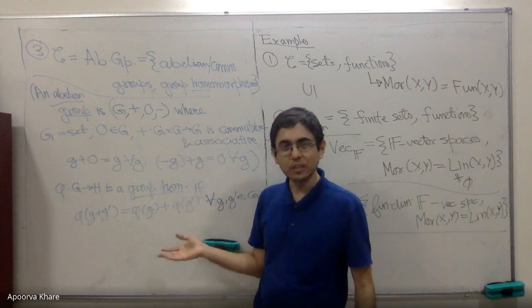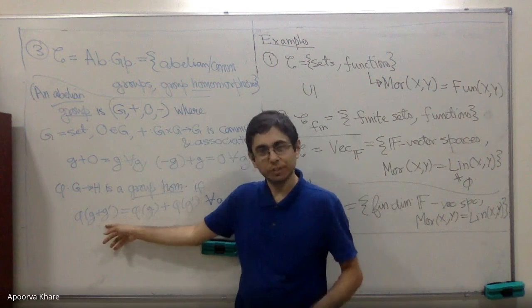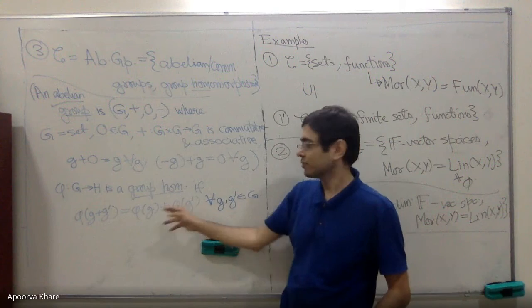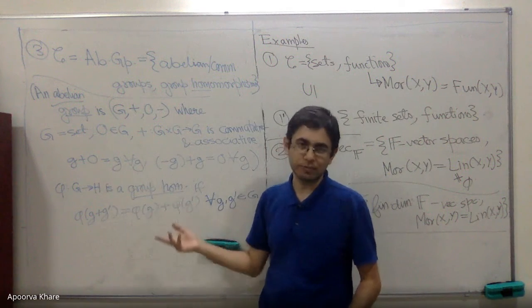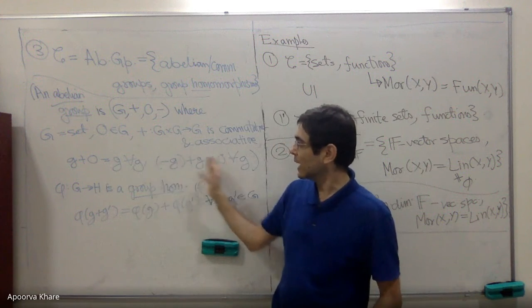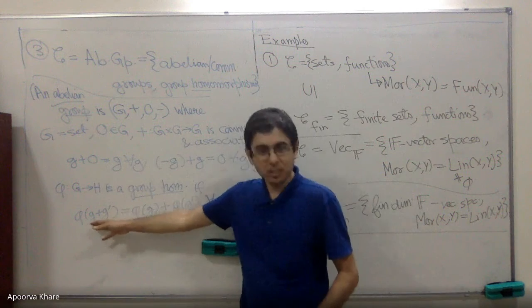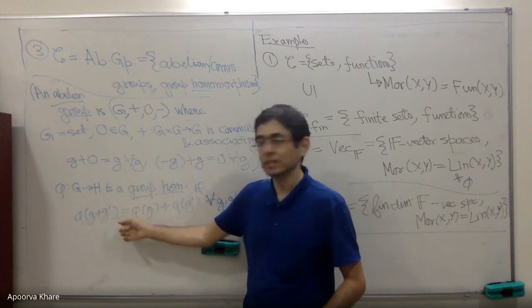And now since phi of 0 is 0, look at phi of g plus minus g. You get phi of 0, which is 0. On the other hand, that is equal to phi of g plus phi of minus g. So phi of g plus phi of minus g equals 0. So phi of minus g must be the negative of phi of g. So I don't need to impose any axioms about the 0 or the inverse being respected by a homomorphism. I get that for free as long as the homomorphism respects the addition.